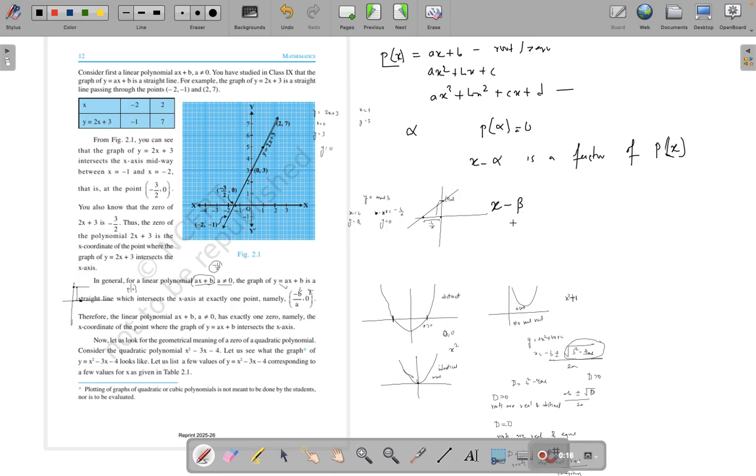If a polynomial is divided by another polynomial, what will be the result, or what will be the remainder? P of beta. Yeah, very good. So it will be p of beta. If this becomes 0, this means x minus beta was a factor because the remainder is 0. Right, so this is the remainder and factor theorem.